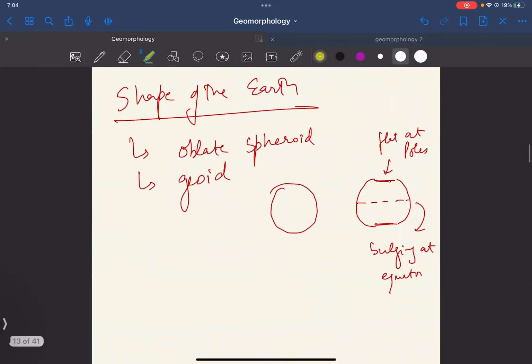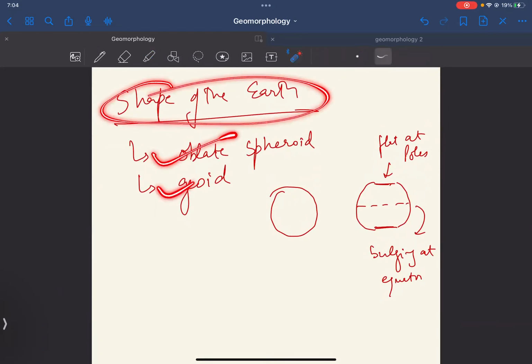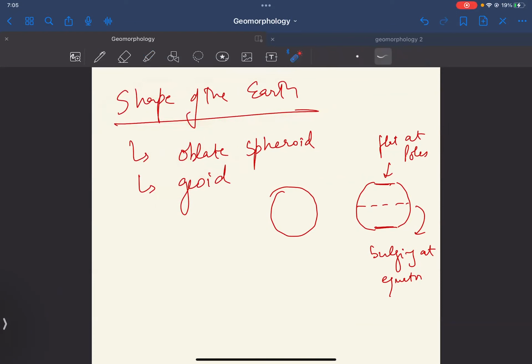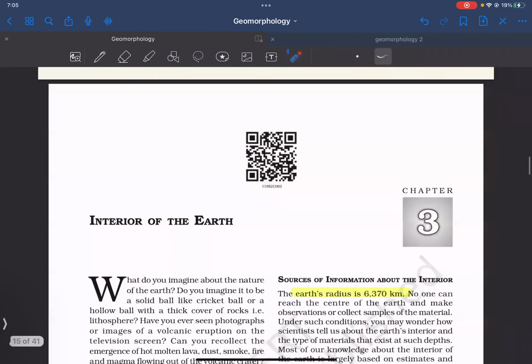कल हमने क्या क्या किया था? हाँ, तो yesterday I informed you about the shape of the earth, oblate spheroid and geoid shape. I hope ये याद रहेगा. This thing we talked about. Then we started with the interior of the earth. So, interior of the earth.